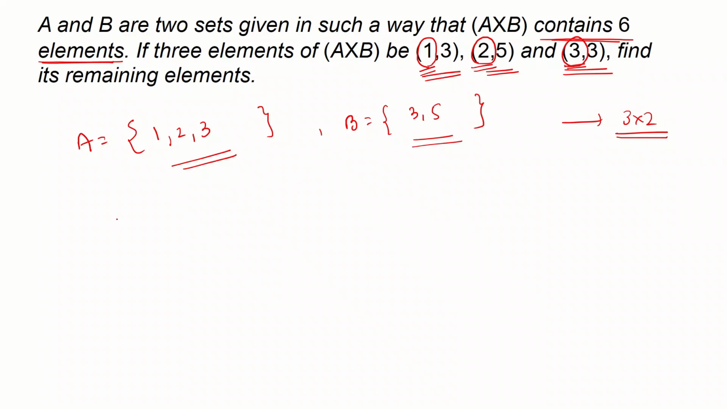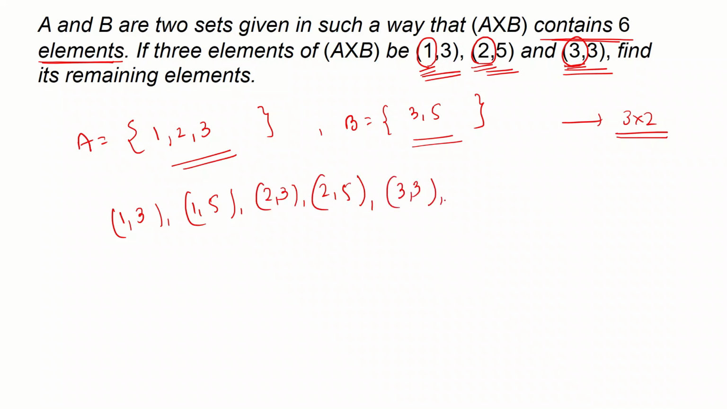Before that, let's just write down all of the ordered pairs, and then we'll keep only those that are not already given. So 1 comma 3, 1 comma 5, 2 comma 3, 2 comma 5. I'm writing down all the ordered pairs, 3 comma 3 and 3 comma 5. So these are all the ordered pairs. Out of these we are given 1 comma 3, 2 comma 5 and 3 comma 3. So the remaining 3 ordered pairs are these.